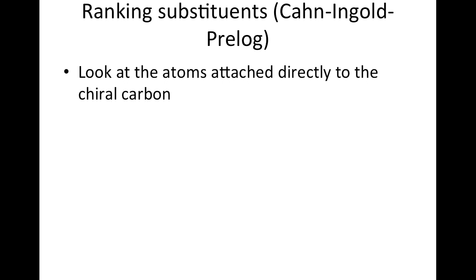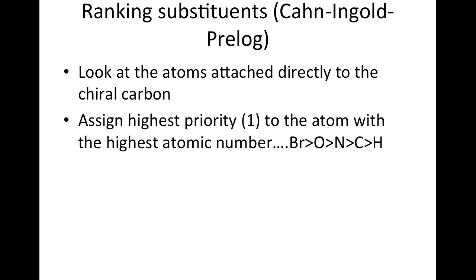So what we do is we look at the atoms that are directly attached to the chiral carbon, and we assign the highest priority to the atom with the highest atomic number. So we look at the first atom out. The higher the atomic number, the higher the priority.